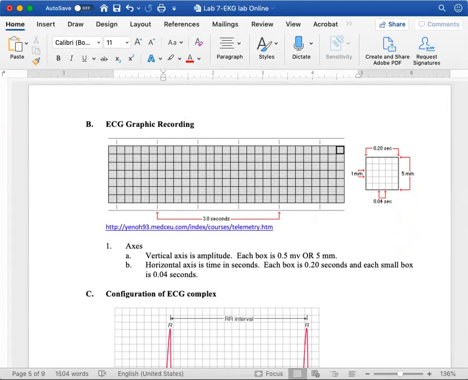Okay, so here is the recording. Take a look at the measurements. So this is an EKG strip. This is a typical EKG strip.